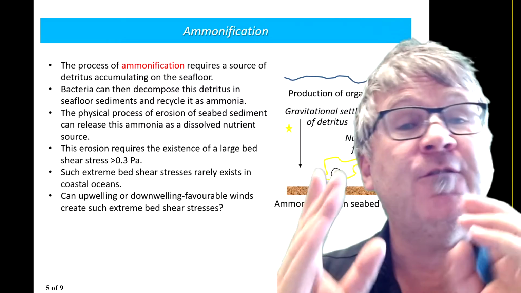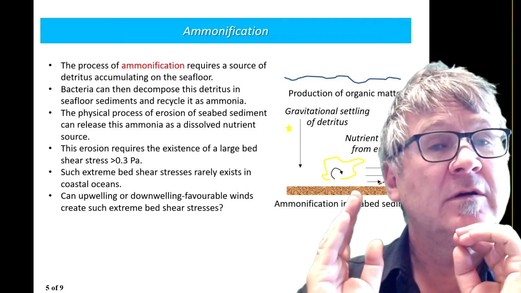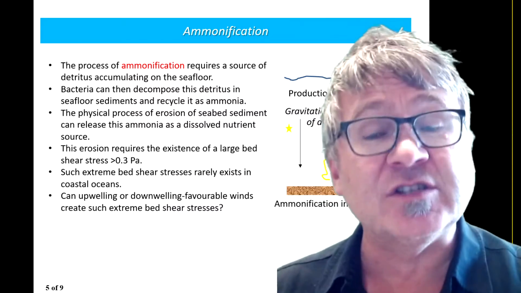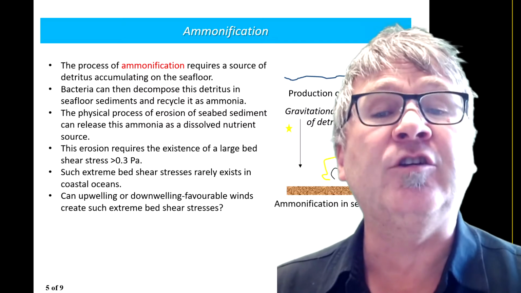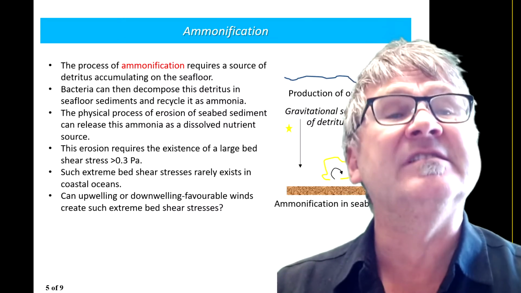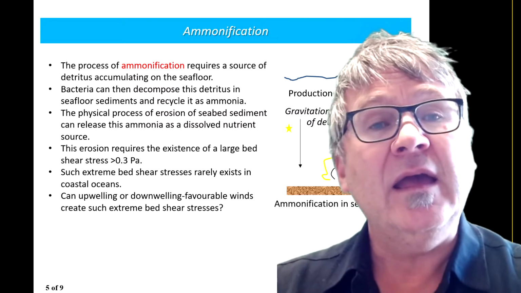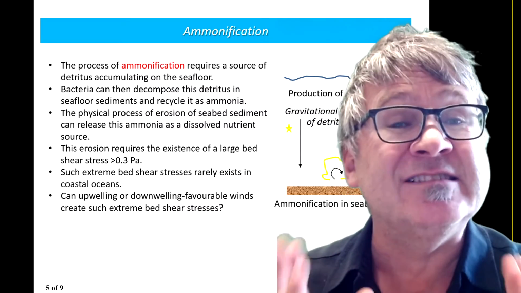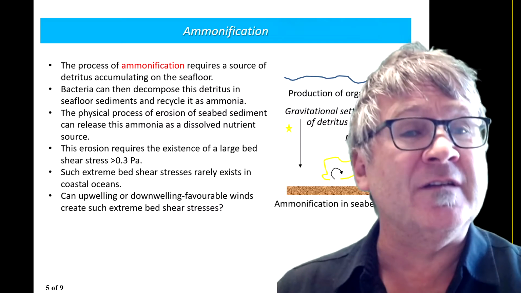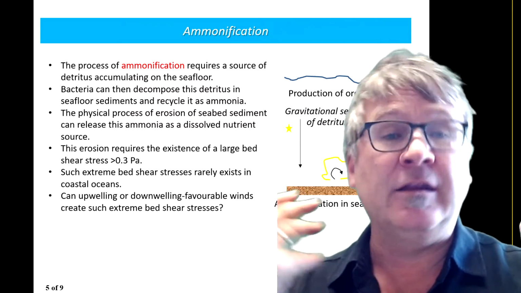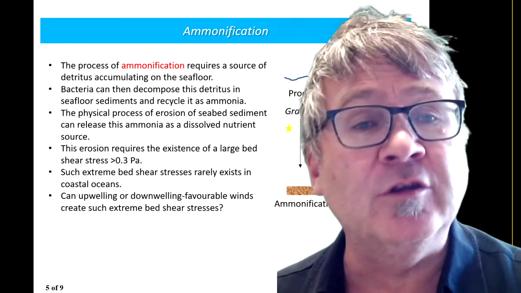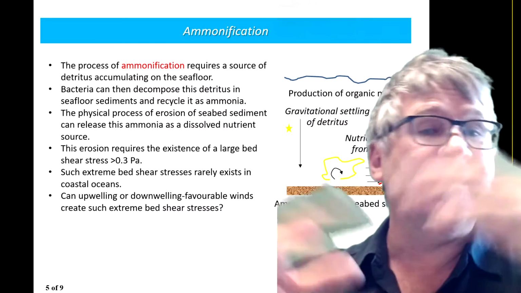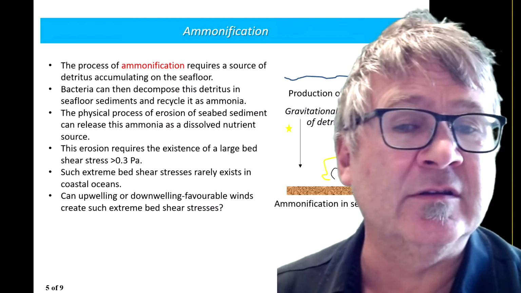Okay? So the first thing that you need for this process to actually work is you need to have a source of detritus accumulating on the seafloor. Detritus is dead organic matter. And the upwelling does that. The summertime upwelling of nutrients and the phytoplankton blooms that you get during the normal upwelling season produces organic matter. It dies off, it sinks and settles on the seafloor.